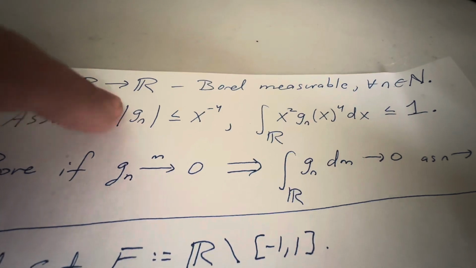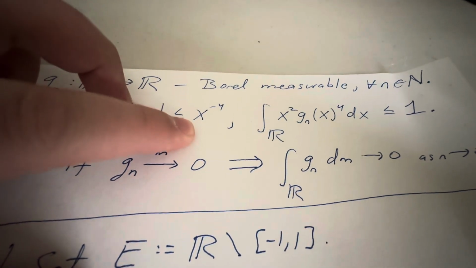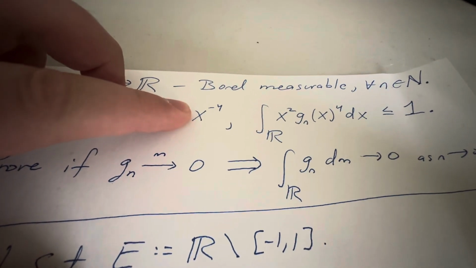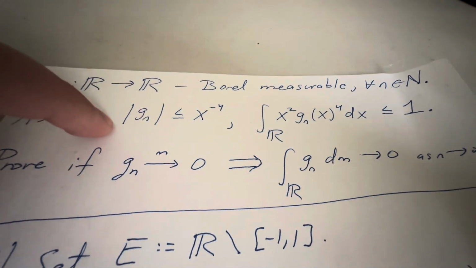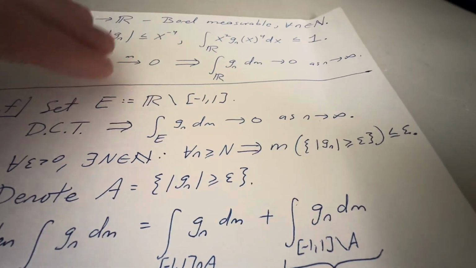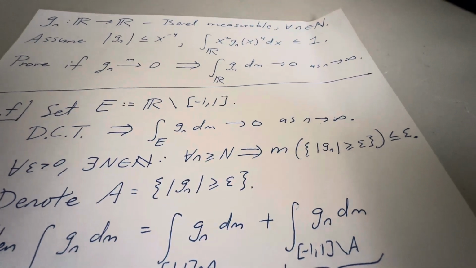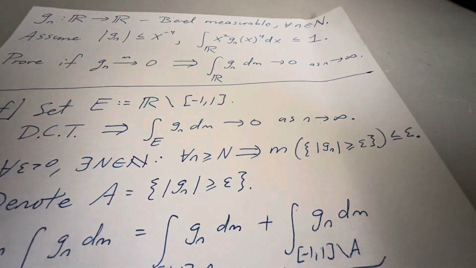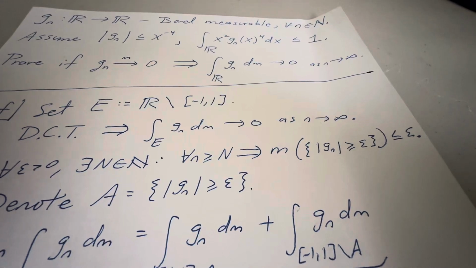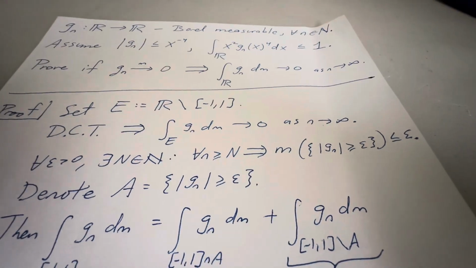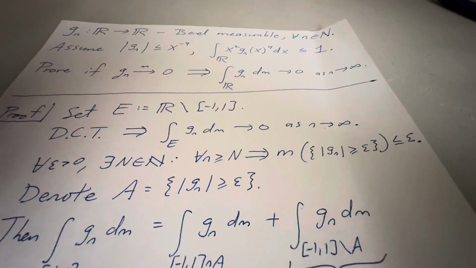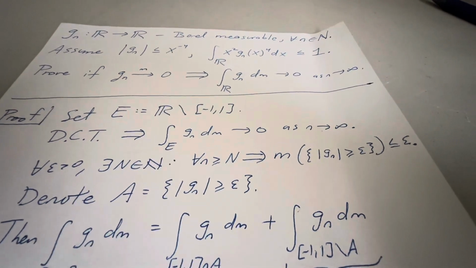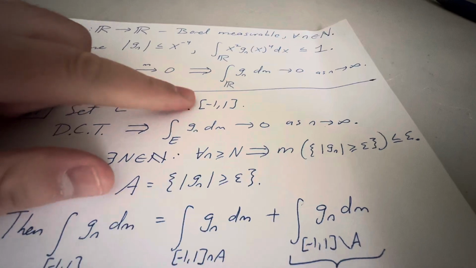The absolute value of G_n is less than or equal to x to the negative fourth, and this function outside a neighborhood of 0 is integrable. So if this is integrable, then this is integrable, and we can pass the limit inside. So we can see that the integral over E of our functions G_n tends towards 0. So already, most of the real number line is taken care of. Now, we need to look at what's happening on this interval.